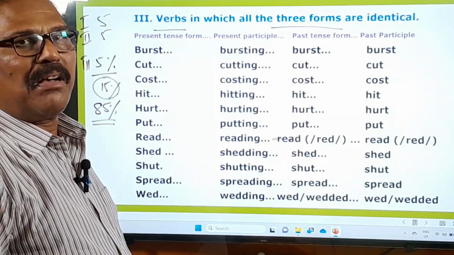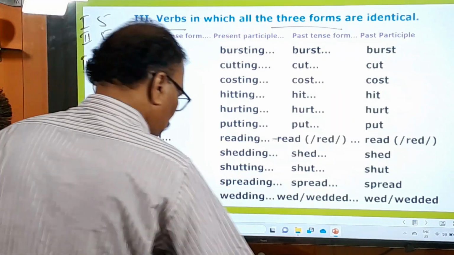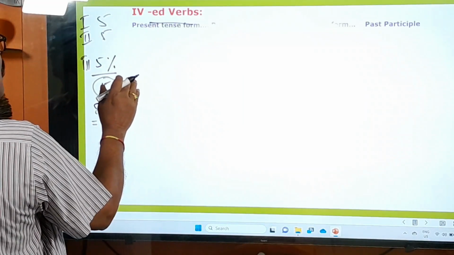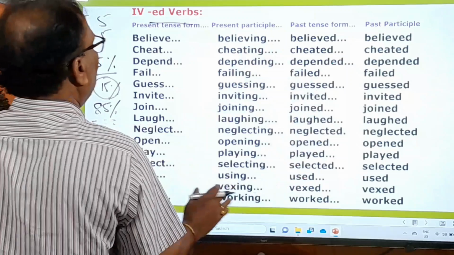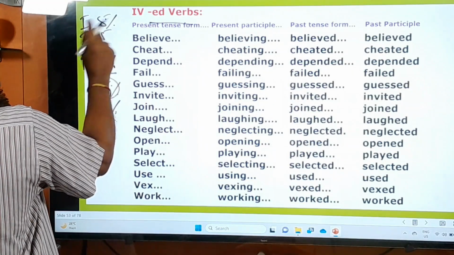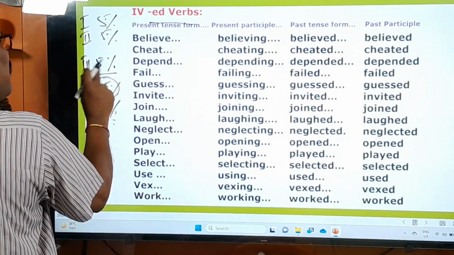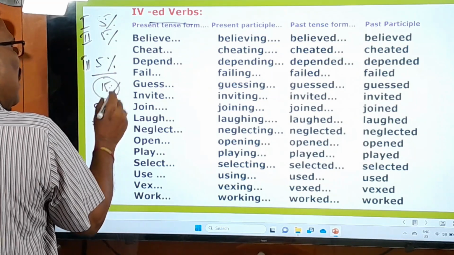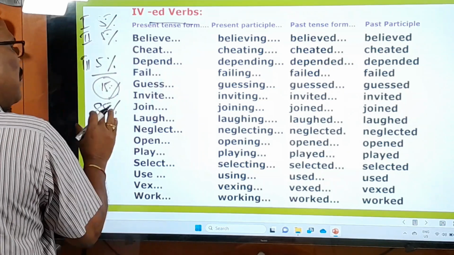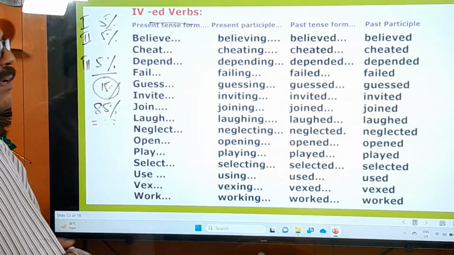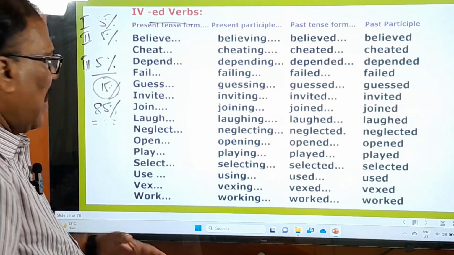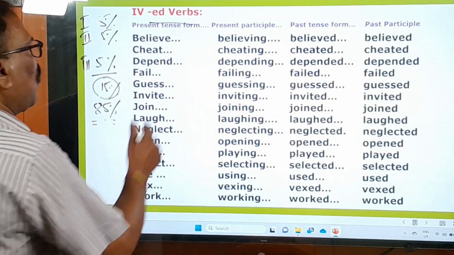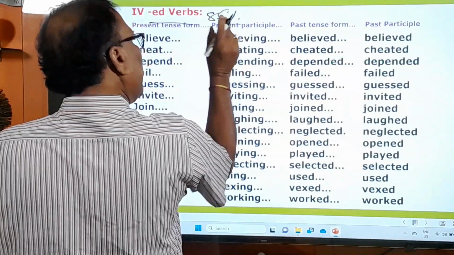Now we are going to learn that. ED verbs. This is the last variety, and here you pay attention. Already I have told you, first variety 5%, second variety 5%, third variety 5%. Take for granted, all put together 15% of the total verbs. And the remaining 85% of verbs are all ED verbs, and they are very easy to learn.